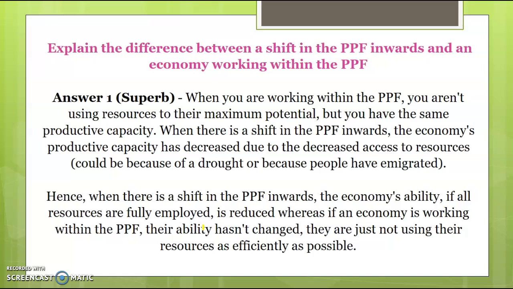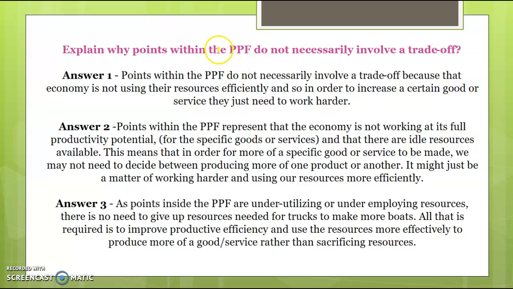Okay, so from a classroom example, if people aren't working as hard as they can, that would be within the PPF. If we lose a few people or they migrate to another class, our productive capacity would go down. Explain why points within the PPF do not necessarily involve a trade-off.